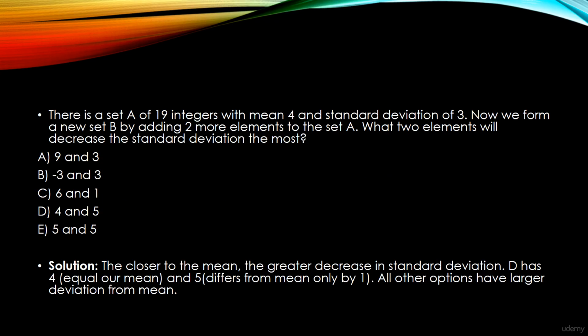This is set A of 19 integers with mean 4 and standard deviation of 3. Now we form a new set B by adding 2 more elements to the set A. Which 2 elements will decrease the standard deviation the most? The closer to the mean, the greater the decrease in standard deviation. D has 4, equal to our mean, and 5, which differs from the mean only by 1. All other options have a larger deviation from the mean.